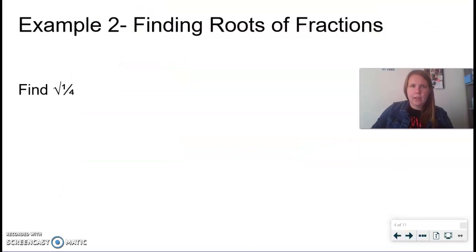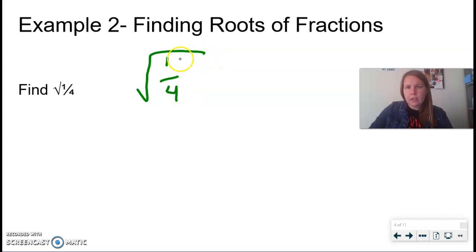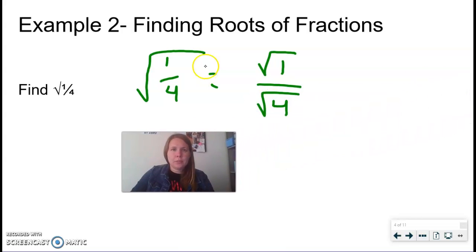So let's look then at finding roots of fractions. Here's the tricky part of taking a root of a fraction. I'm actually going to write this a little nicer so it's easier. As you can see, you've got a numerator and a denominator, and I've got to take the square root of this. So what it really is asking me to do is take the square root of 1 and take the square root of 4. Basically, I took this giant square root and put it on the numerator and the denominator.